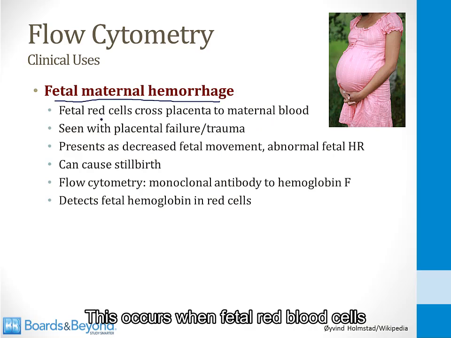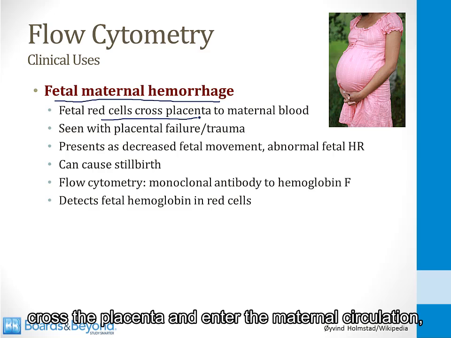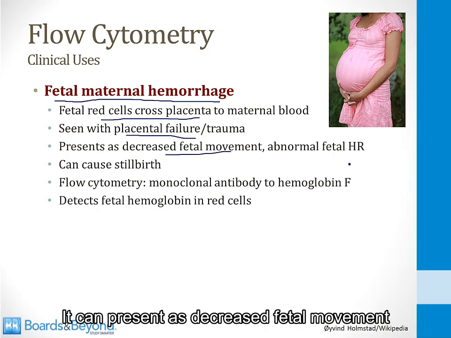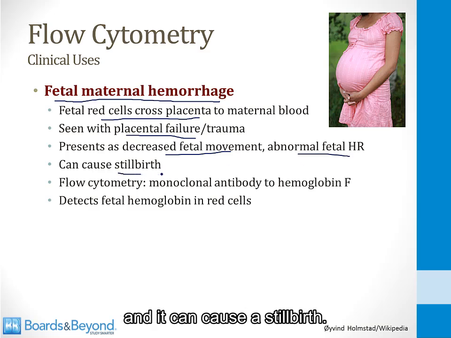One of the clinical uses of flow cytometry is to detect fetal maternal hemorrhage. This occurs when fetal red blood cells cross the placenta and enter the maternal circulation. It's seen in cases of placental failure or trauma. It can present as decreased fetal movement or abnormal fetal heart rate, and it can cause a stillbirth.